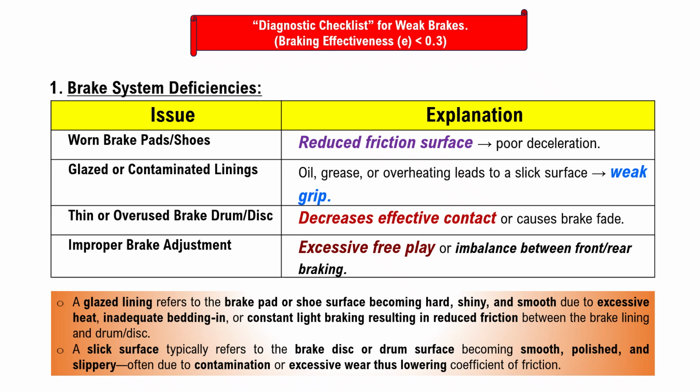Say braking effectiveness is less than 0.3, then the main issues related to braking system deficiencies are: number one, worn out brake pads or shoes, which will result in reduced friction between the surfaces, thus resulting in poor deceleration. Number two, glazed or contaminated linings. Oil, grease, or overheating leads to slick surface, thus resulting in weak grip.